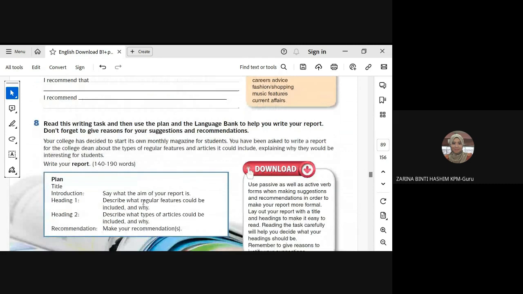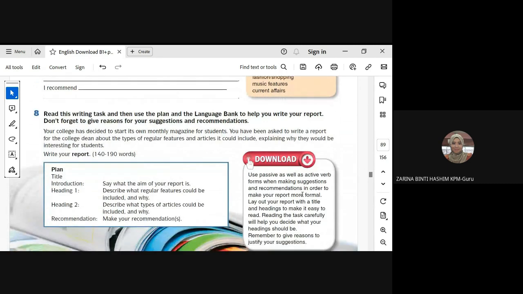Okay, and then this one is also the sample question. Let's read this sample question first. I would like you to tell me which one is the subject here. Your college has decided to start its own monthly magazine for students. So which one we should highlight? The title here or the topic? What is the topic here? Magazine. Yes, good. So the topic here is monthly magazine for students. So that is your topic.